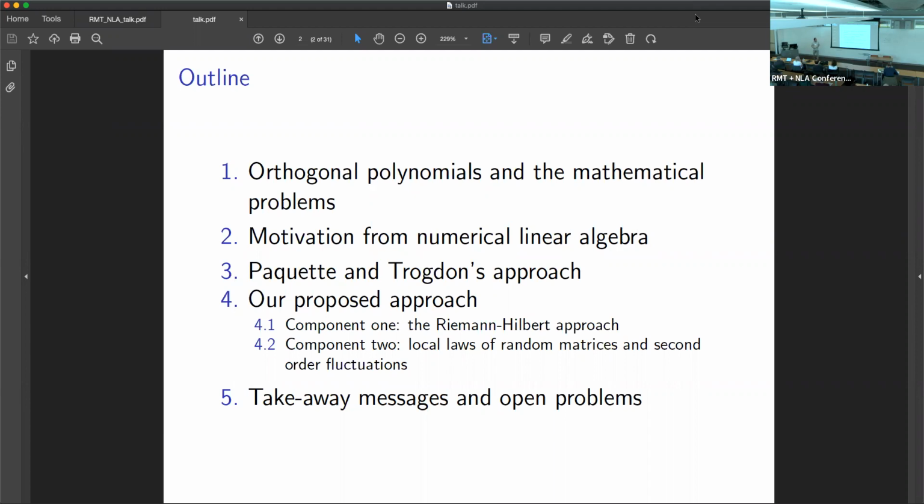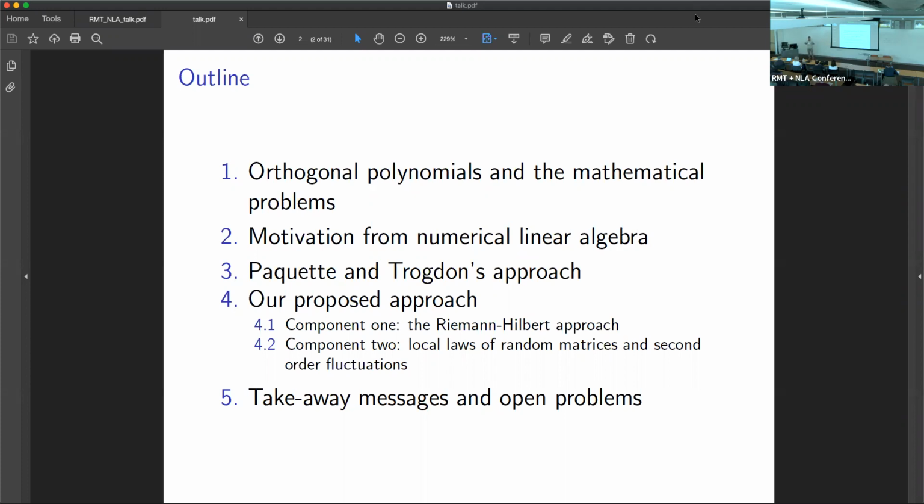Then I will briefly introduce another approach, by Elliot and Tom, which handles a certain class of random matrices. Then I will introduce our approach, which has two components. The first is the Riemann-Hilbert approach. The second is the part from random matrices. In the end, in addition to Percy's takeaway message, I will provide two more takeaway messages and also two open problems.